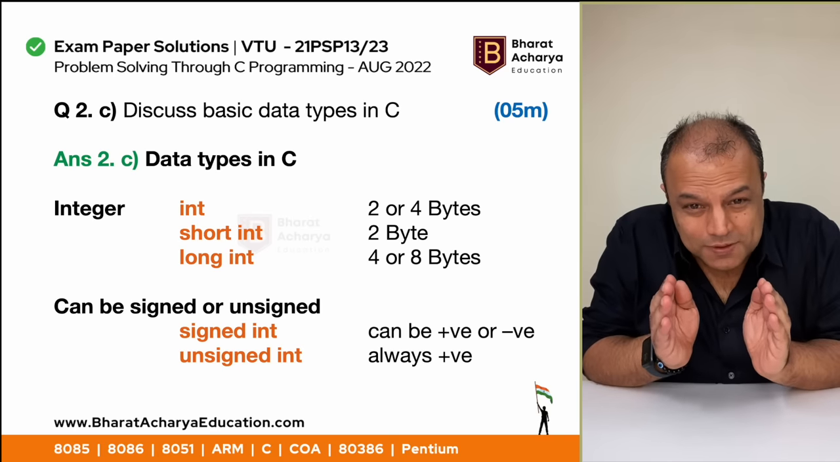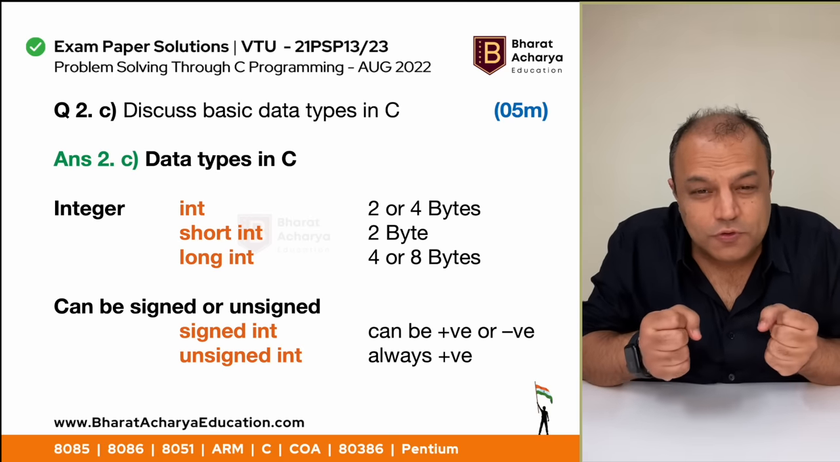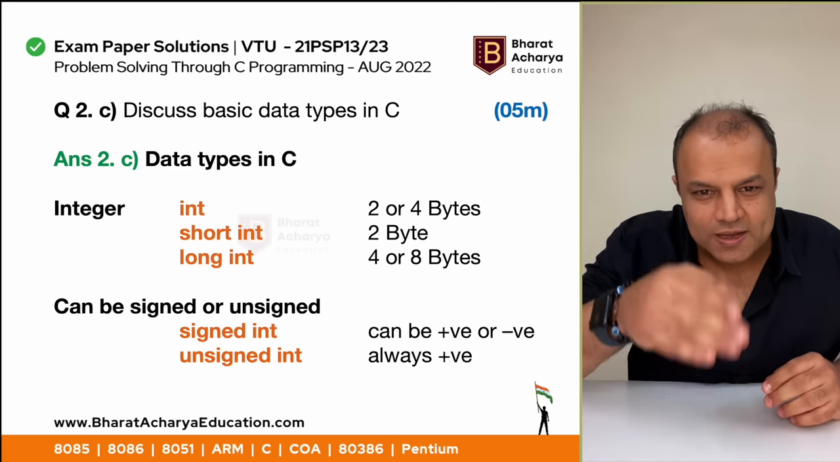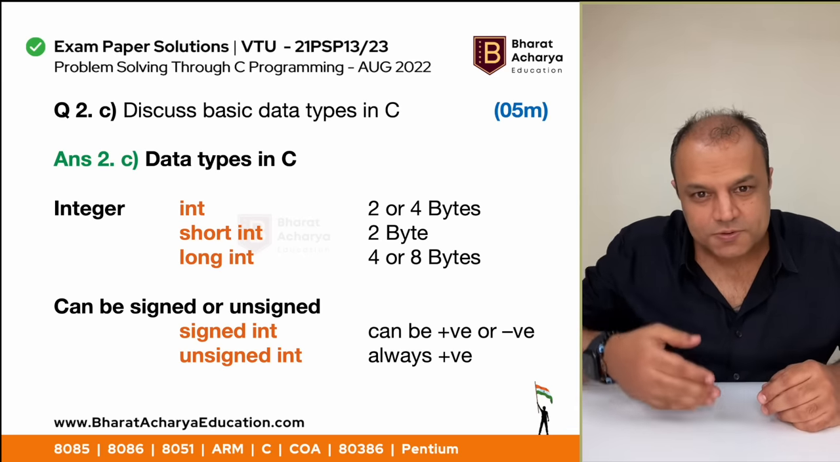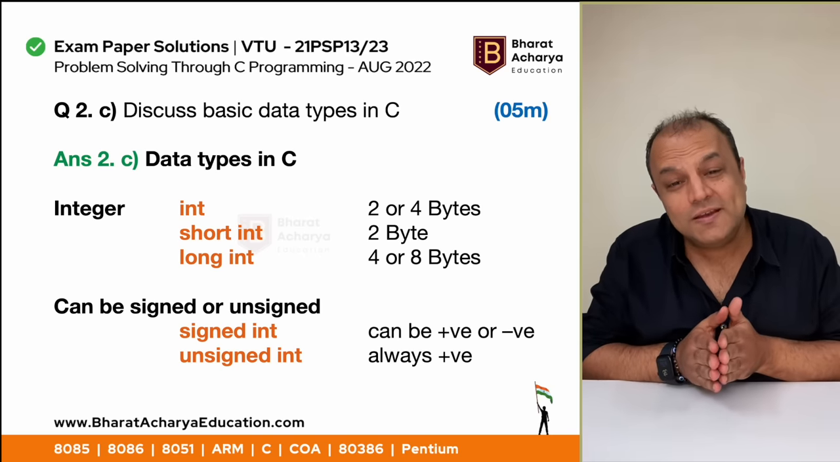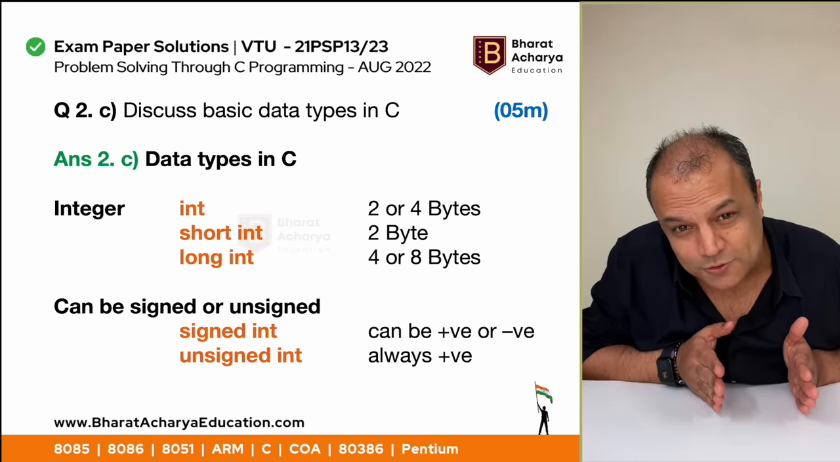An 8-bit number can have 2 raised to 8, that is 256 values. So 256 options. Let's keep it simple. A 3-bit number can have 8 options, correct? 8 options are 0 to 7. Now when you say 0 to 7, you're going only positive. That means in an unsigned system, you have 8 options, 0 to 7.